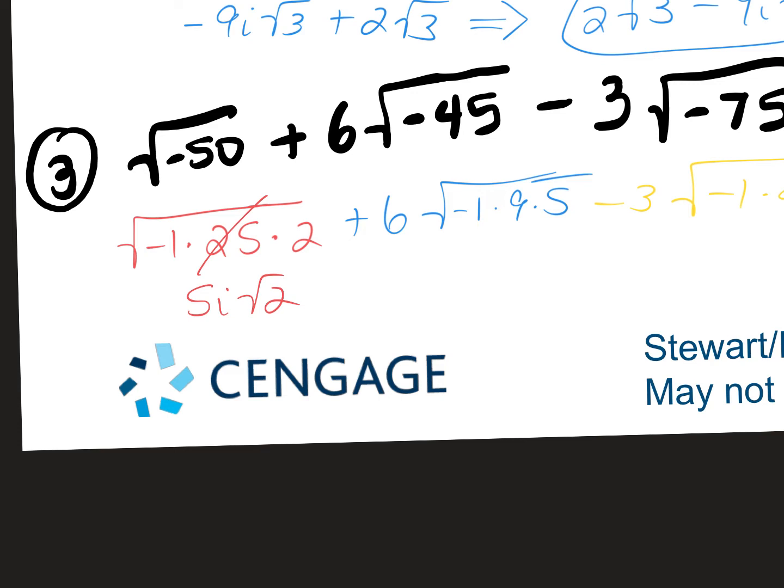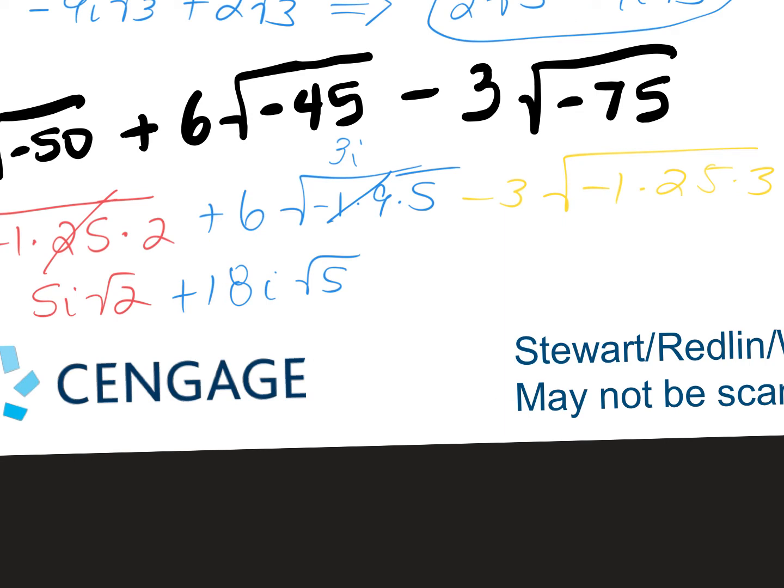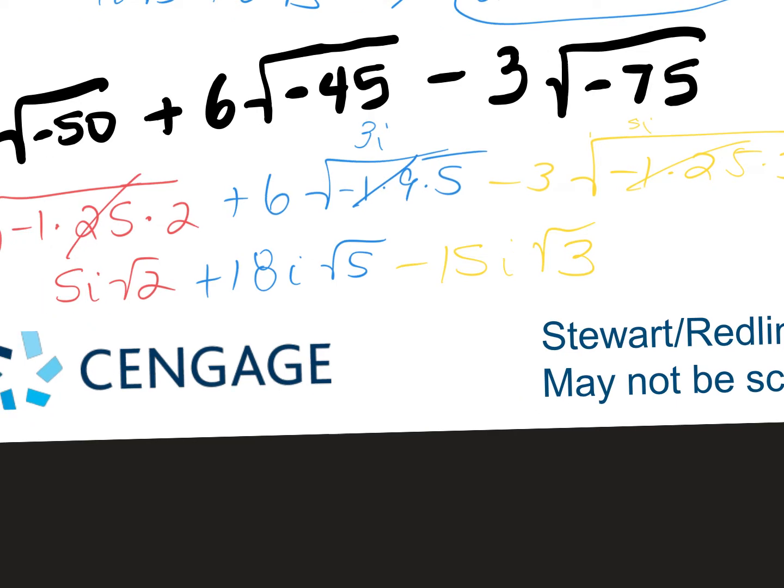My next one, I can take out 3i, correct? Yes. And then what do I do with 3i and the 6 on the outside? Multiply them, perfect. So it's plus 18i root 5. And then my last parenthesis, I can take out a 5i. And what do I do with 5i and negative 3? Multiply. So I have minus 15i root 3.